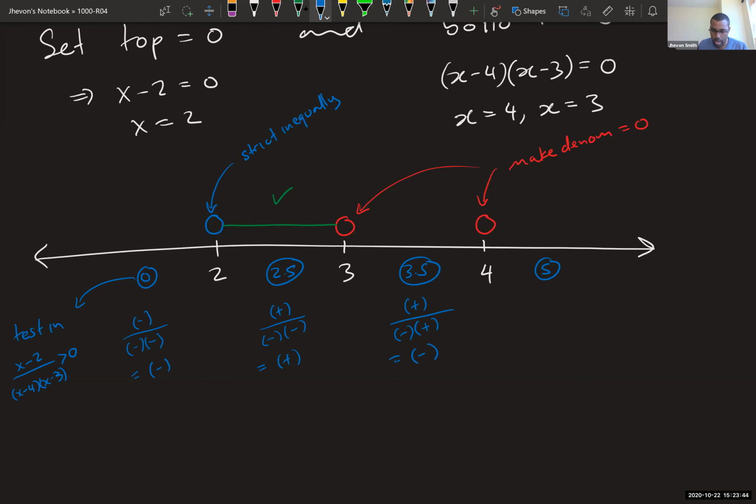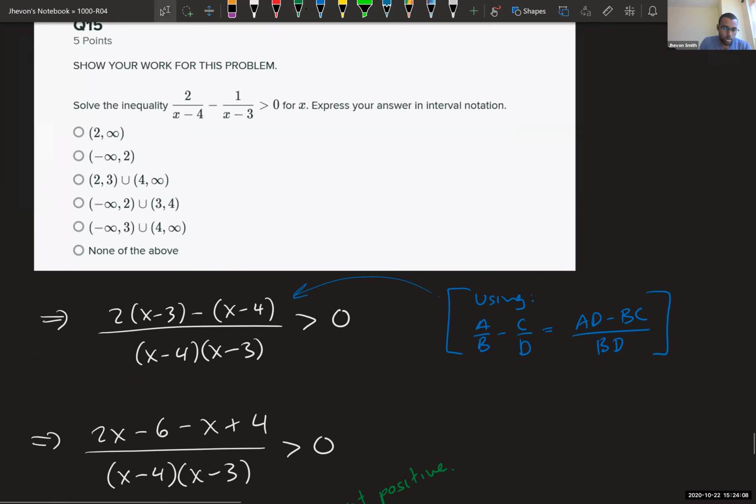Plug in a 5. 5 minus 2 is positive. 5 minus 4 is positive. 5 minus 3 is also positive. So this gives me a positive overall. And that's actually good. So I want this. So the regions that work would be between 2 and 3 and 4 to infinity. That's this option right here.